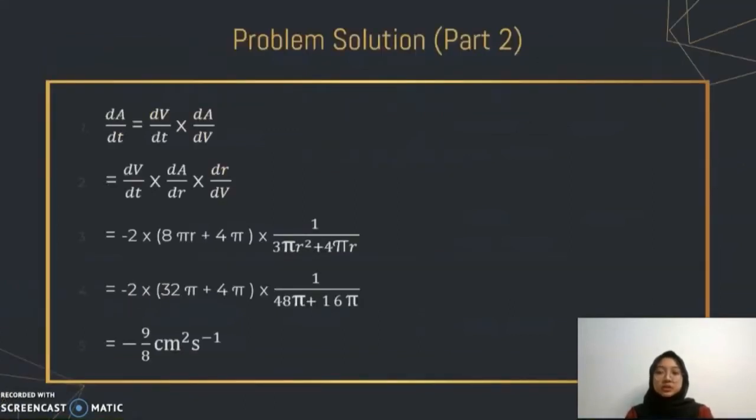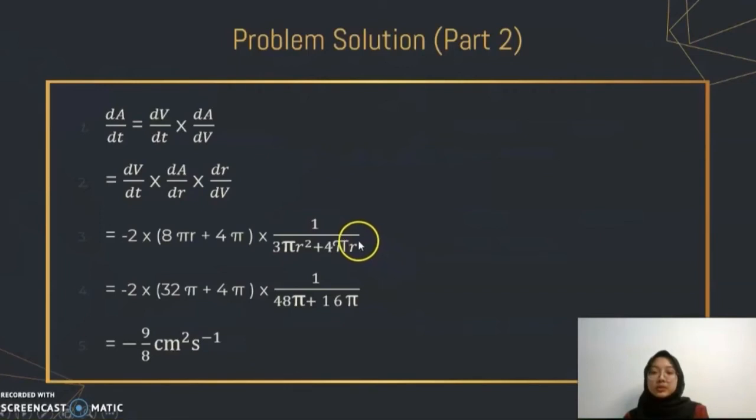Problem solution. dV over dt times dA over dr times dr over dV. We will replace all of this, and it will become dV over dt, which is -2, times dA over dr, which is 8 pi r plus 4 pi, times dr over dV, which is 1 over 3 pi r squared plus 4 pi r.